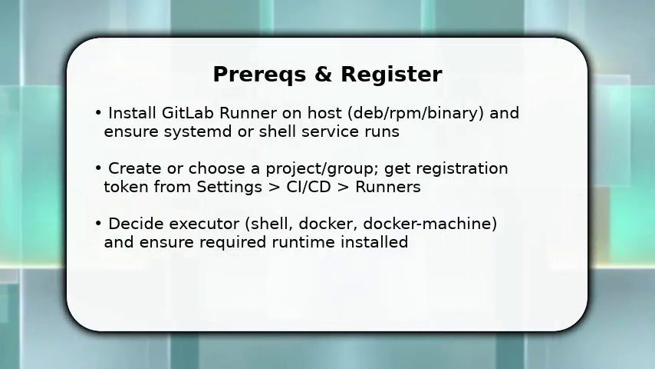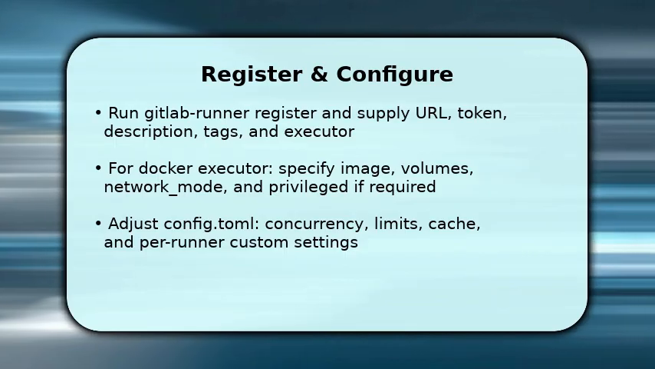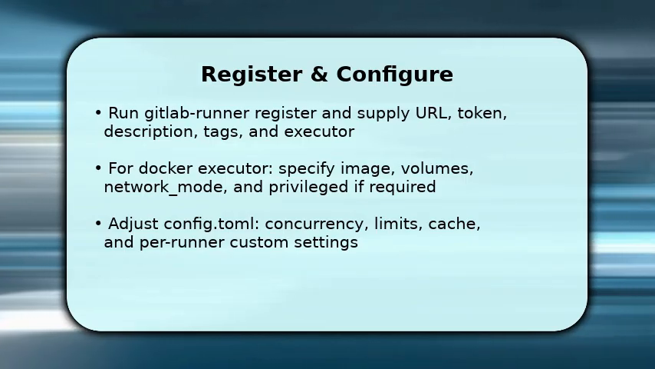You now run gitlab-runner register and enter your GitLab URL, token, a descriptive name, and tags to target jobs. When choosing Docker, provide the default image and mount volumes for cache or Docker socket if needed. Set privileged mode only when required.